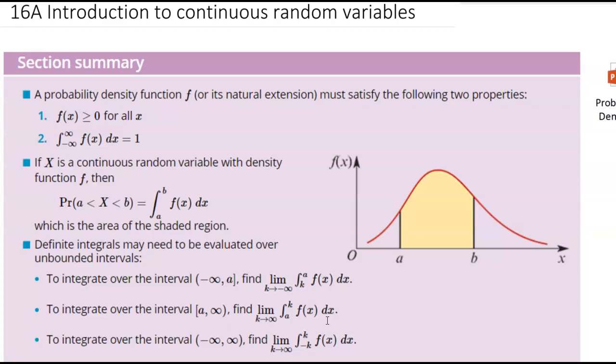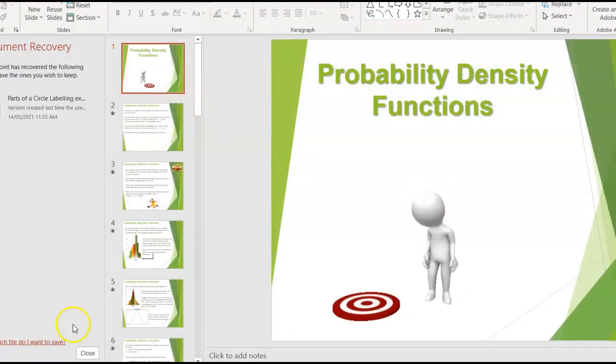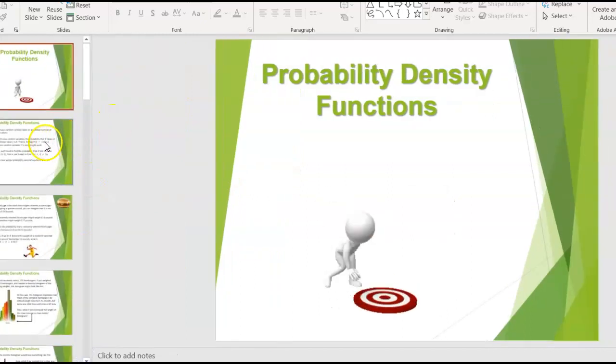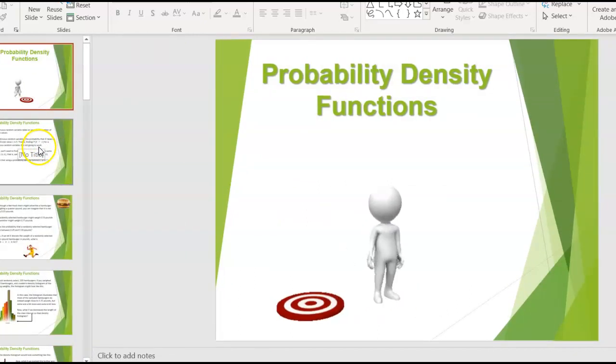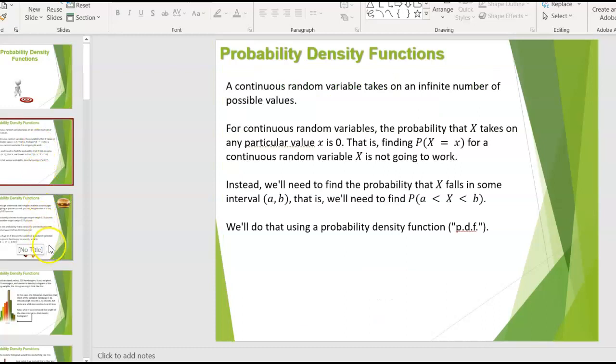So last week we were looking at discrete random variables, and this week we're looking at the maths behind continuous random variables. Okay, what that looks like is a probability density function. So we'll just have a little look.